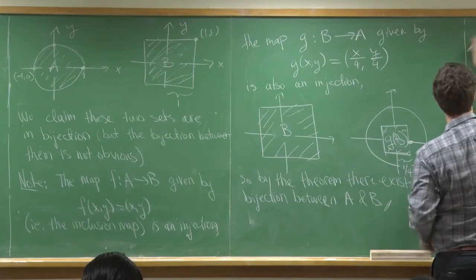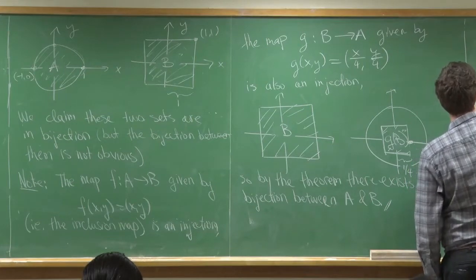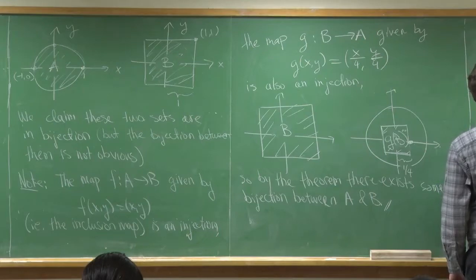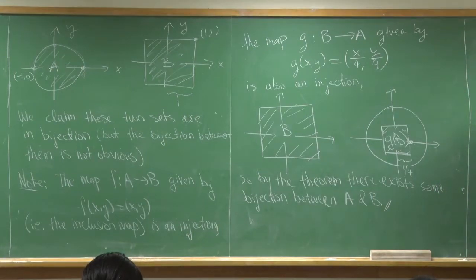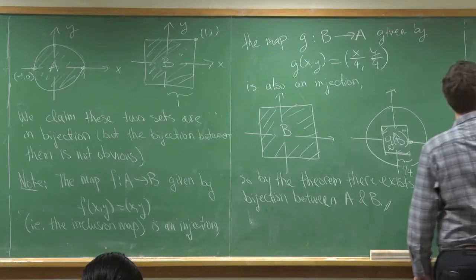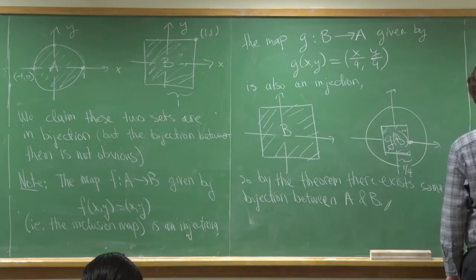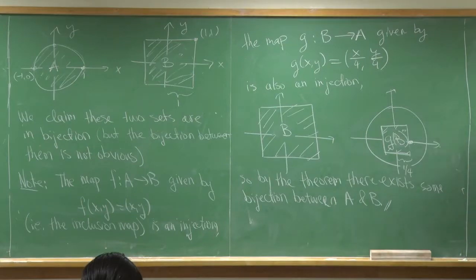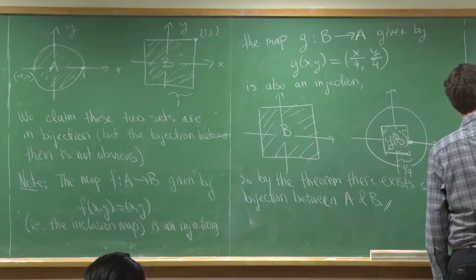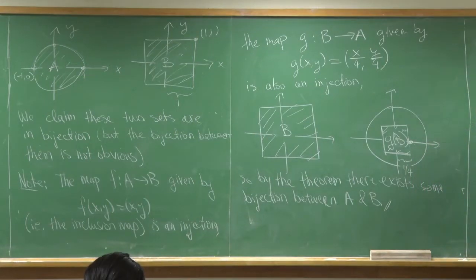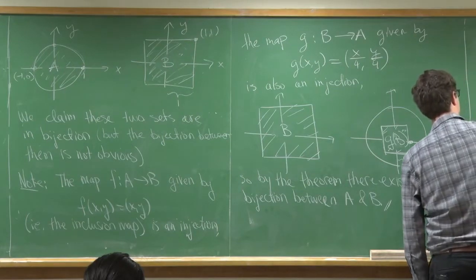so now we can do another claim, another proof that these two things are in bijection. So there is an injection here from [0,1], let's call it F, given by f of x is equal to x. So this is just the inclusion map.